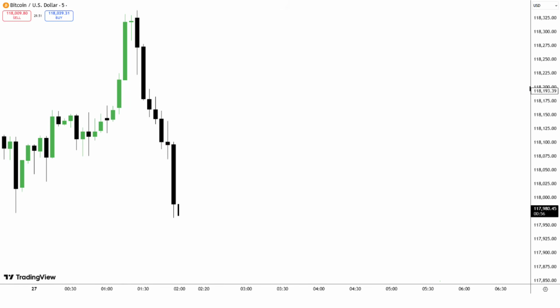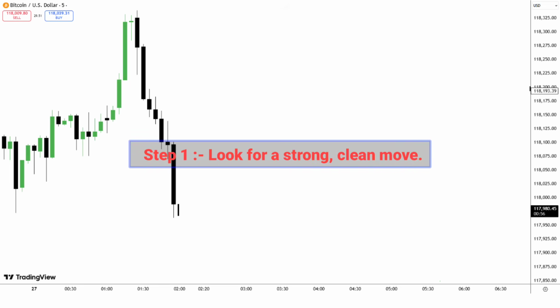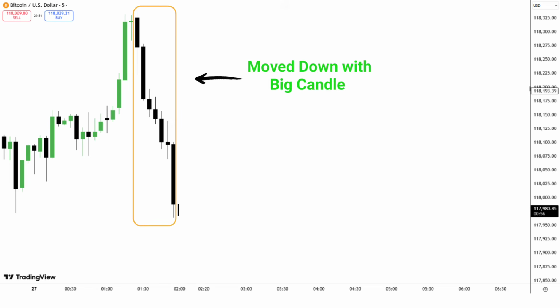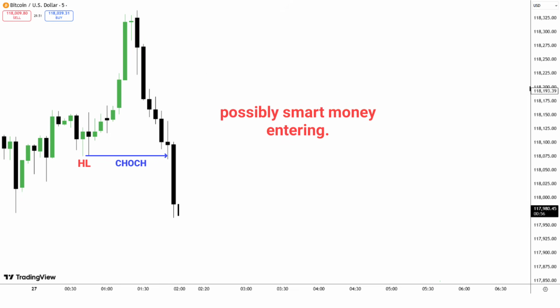Now let's talk about how to actually find an order block on your chart. Step 1. Look for a strong, clean move. Not just any small move, a real, powerful push in one direction. If the market moved up with big candles and broke through previous highs, or moved down breaking through lows, that's a sign that something big happened. Possibly smart money entering.